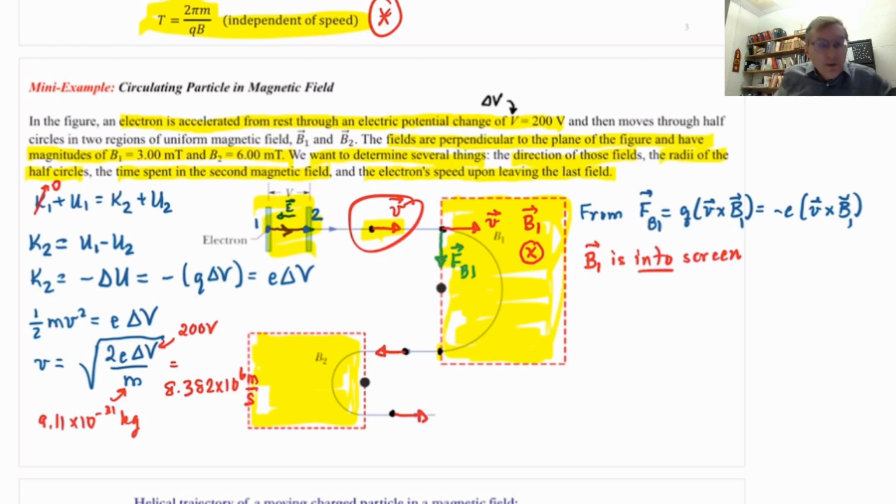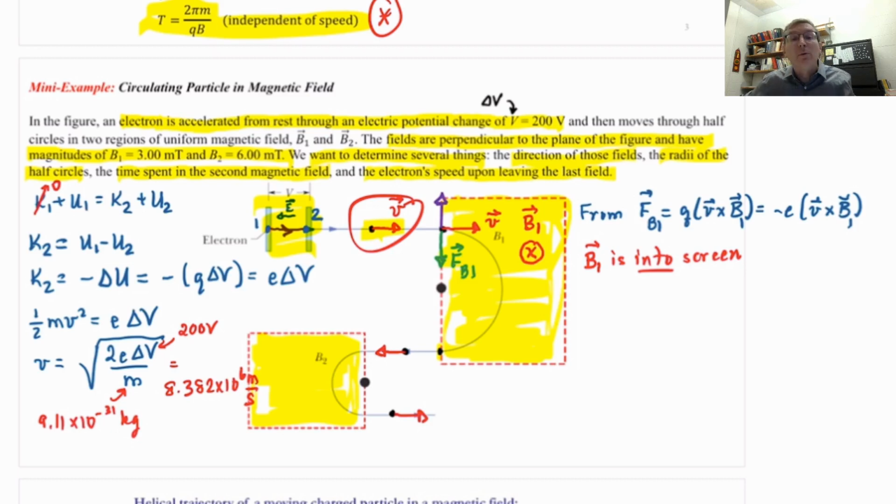Okay, so we know the B1 is either out of the screen or into the screen. Let's figure out how we get the conclusion into the screen. Now, we have to get the FB1 downward there. See it there at that moment? But the particle is an electron, so its charge is negative. So that means the V cross B1 has to be upward, so that when I flip the direction by 180 degrees, I get the correct direction for the FB1.